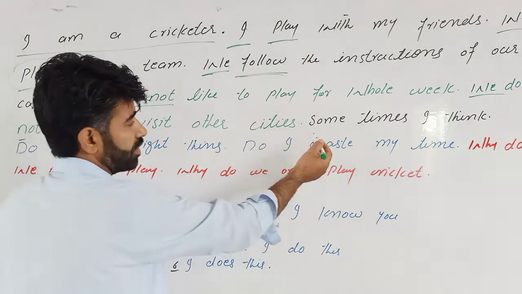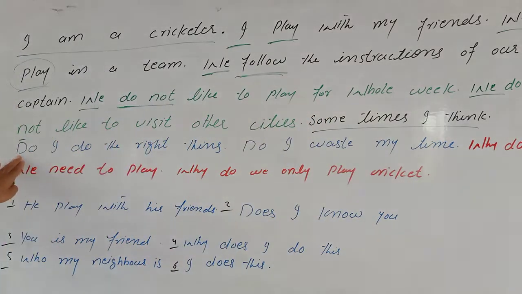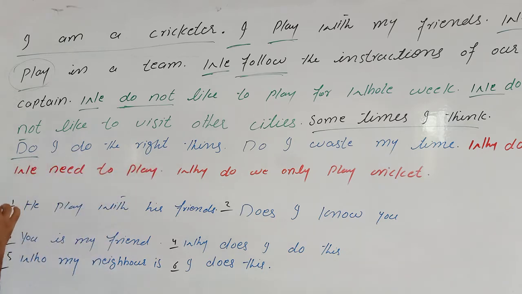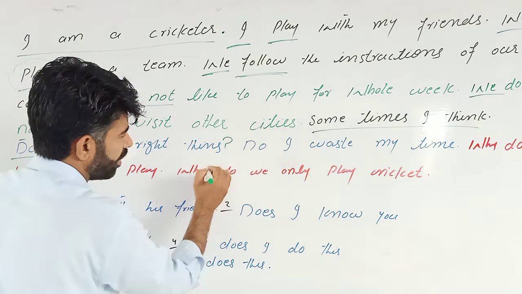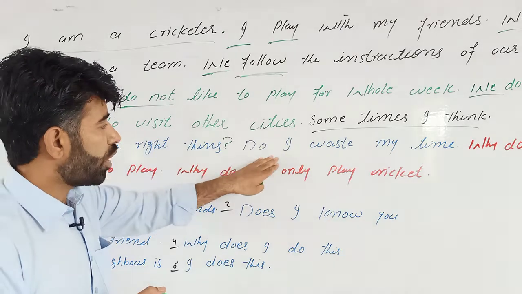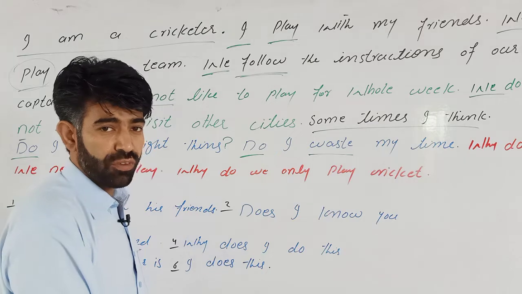Let's move towards this positive sentence: sometimes I think. Now, this is interrogative. To make an interrogative, we have to bring the helping verb right at the start of the sentence. Do I do the right thing? What is it? Helping verb, right at the start of the sentence, and we have to end it with a question mark, the sign of interrogation. This is really important. I've told you about this earlier in previous lectures. And once again, do I waste my time? Once again, do and the first form of the verb, the base form of the verb.